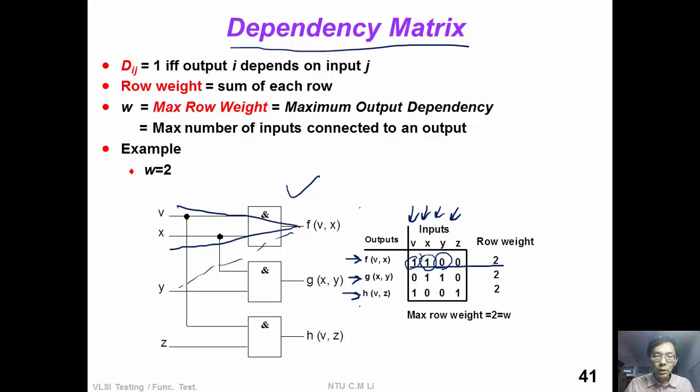For each row, we take the summation of the row, so we have the row weight. Among these row weights, the maximum row weight is denoted as W, which is equal to the maximum output dependency. That means the maximum number of inputs connected to an output in the circuit. For this example circuit, the W value is equal to 2.